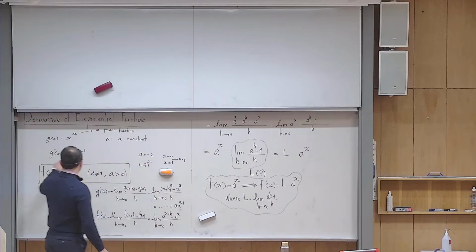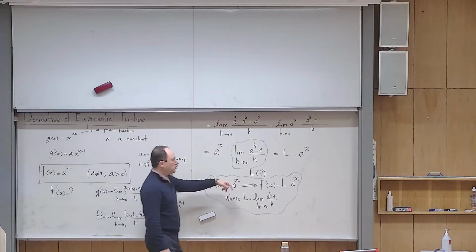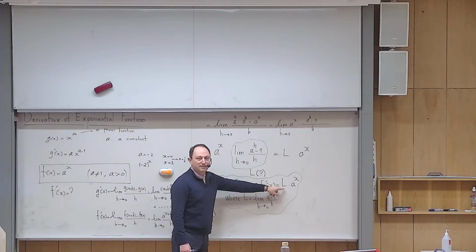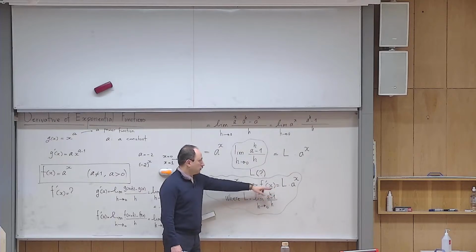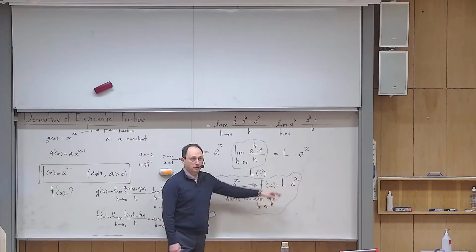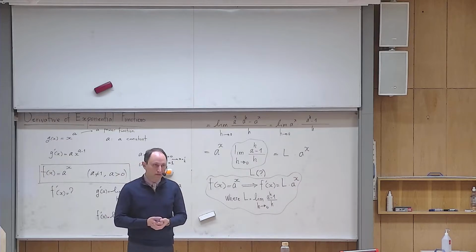For the time being, I started with a function. I calculated the derivative. I know the general form of the derivative, except I don't know exactly the value of this constant. But I know the value of this constant is the value of this limit. If I can manage to find this, then I am done. I know the derivative in full detail. Okay? Is everything clear? Okay.